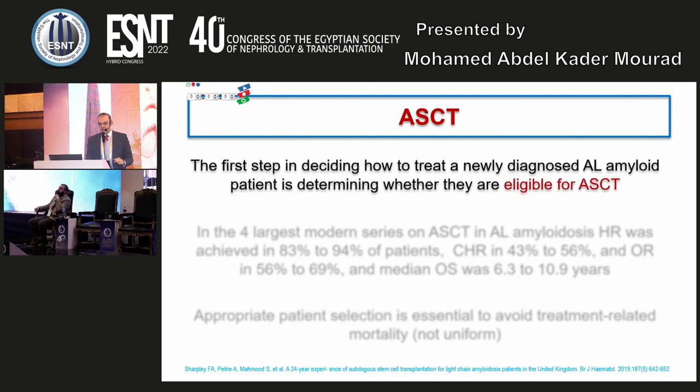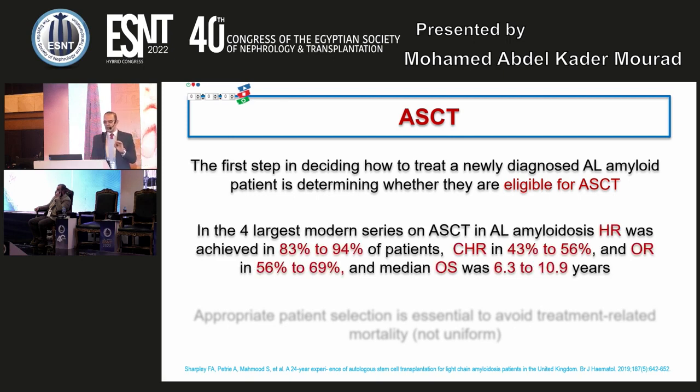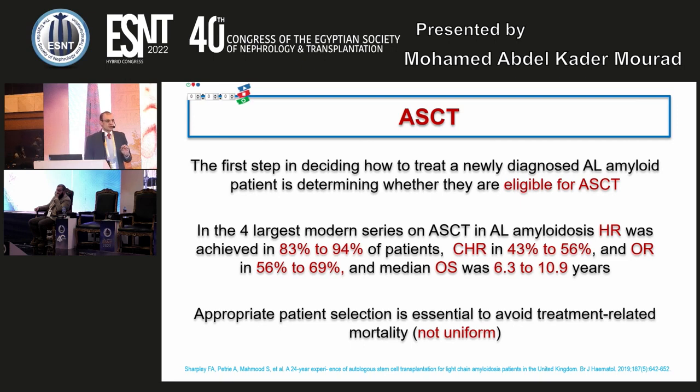What about the upfront therapy? The main and the only curative one for those patients, till now, is the autologous stem cell transplant. So the first step after diagnosis of AL amyloidosis: please ask whether your patient is a candidate for transplant or not. As we see here, the 4 largest modern series of autologous stem cell transplant in AL amyloidosis show that the hematological response reaches up to 94% and the overall survival reached up to 11 years. But you should select patients appropriately because they are very comorbid patients.